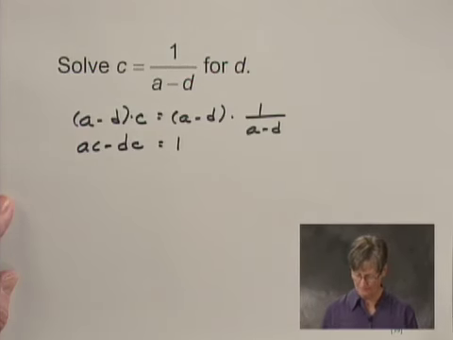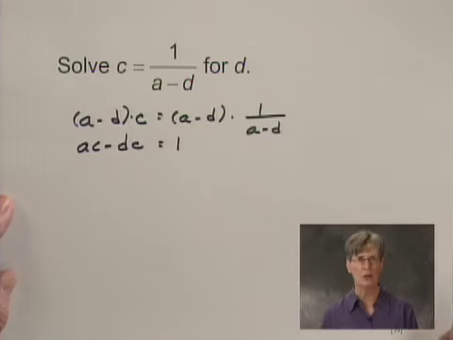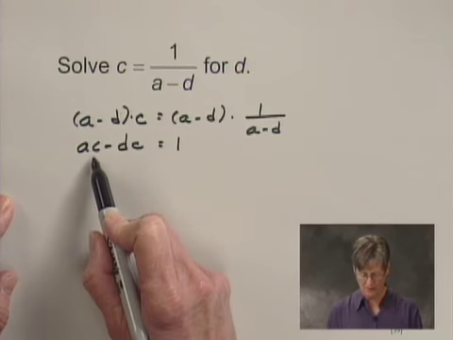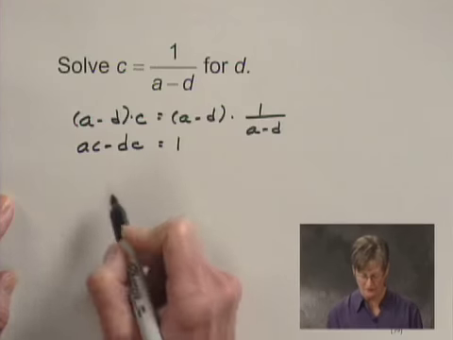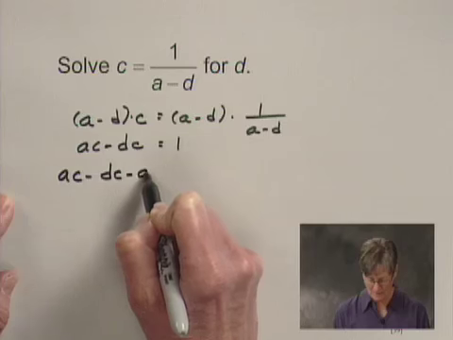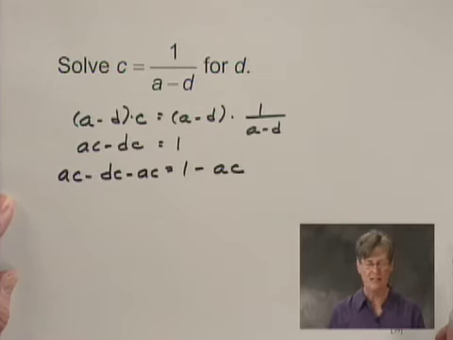Now remember, we want to solve for D, so we want to get D alone on one side of this equation. And the next thing I'm going to do to achieve that is to subtract AC on both sides so that I just have the D term on the left. So we'll write AC minus DC minus AC is equal to 1 minus AC.